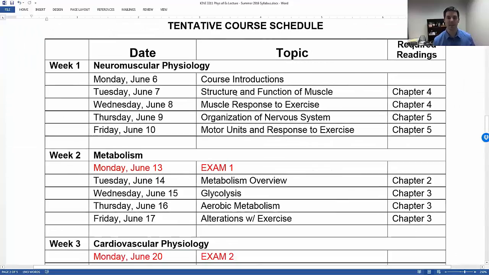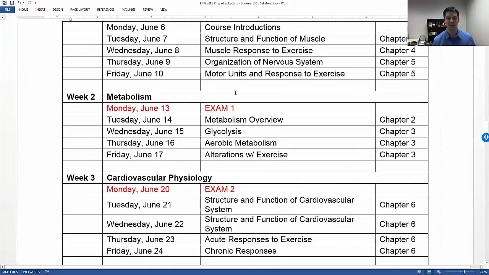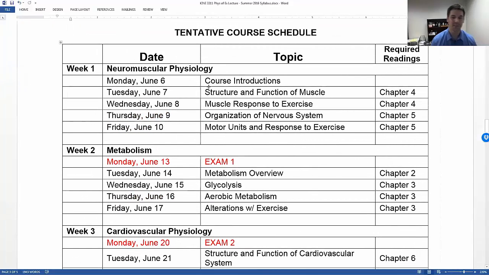All right, so here is a tentative course structure. Today, Monday, June 6th, is course introductions. And again, we will use Flipgrid to do that in the assignments. And then we will get into neuromuscular, structure and function of muscle response to exercise, organization of the nervous system, motor units and their response to exercise, and that will be week 1. The exam over this content will be next Monday, so a week from today.